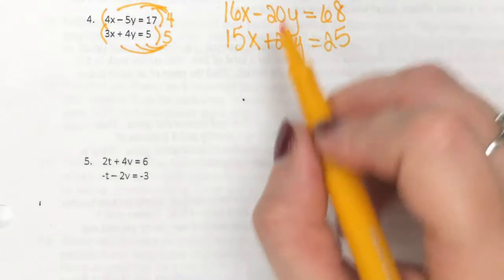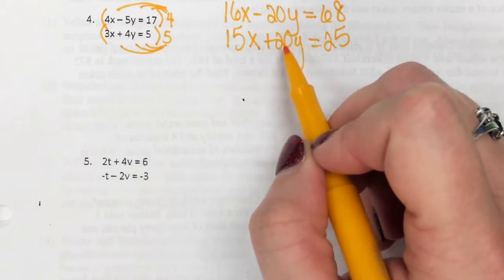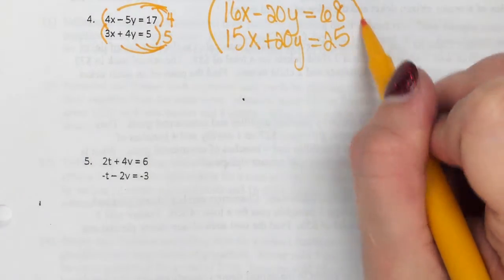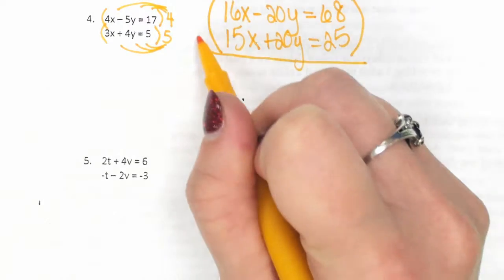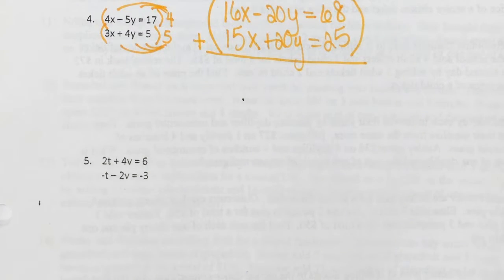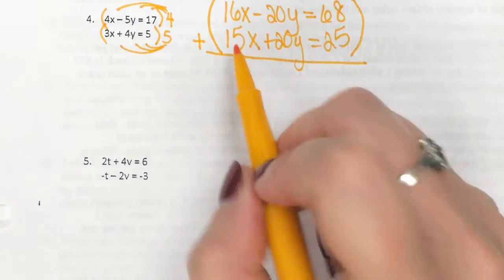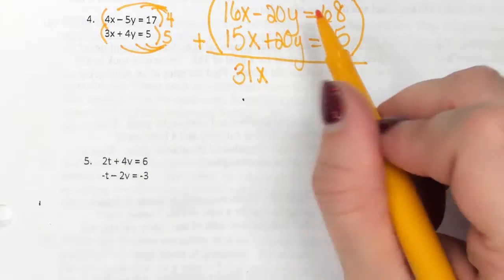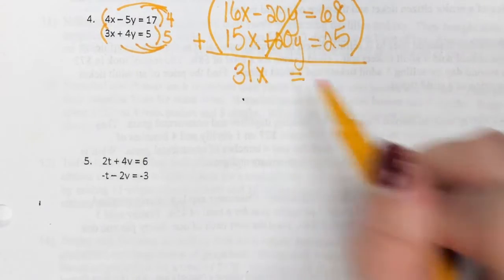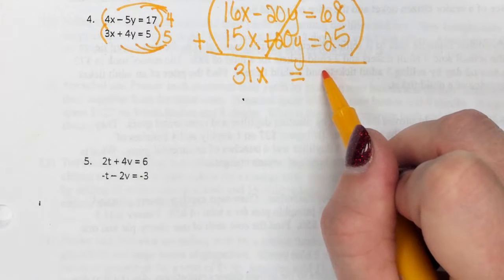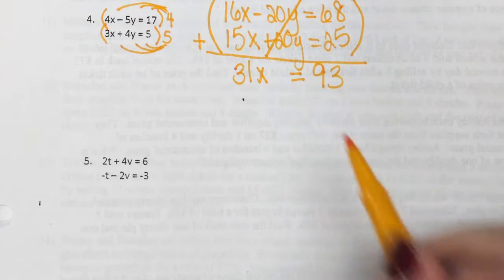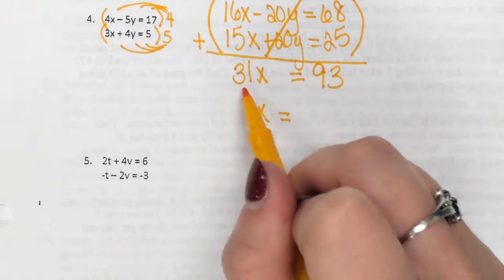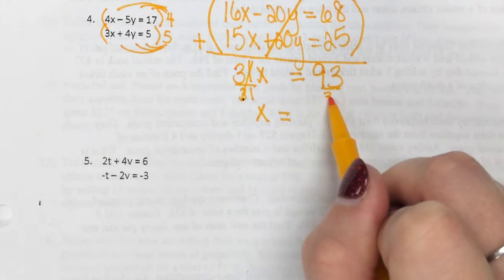Alright, how do you see the same number with the same letter now? How do I make negative 20 and positive 20 eliminate? You're going to add them, okay? I cannot stress how important it is to know how to do this because the rest of this chapter is going to be elimination. The rest of it. So what's 16 plus 15? 31. Negative 20 plus 20? Yeah, there you go. And 68 plus 25? 93. And then I got to divide. And you get 3, but I'm not done yet.